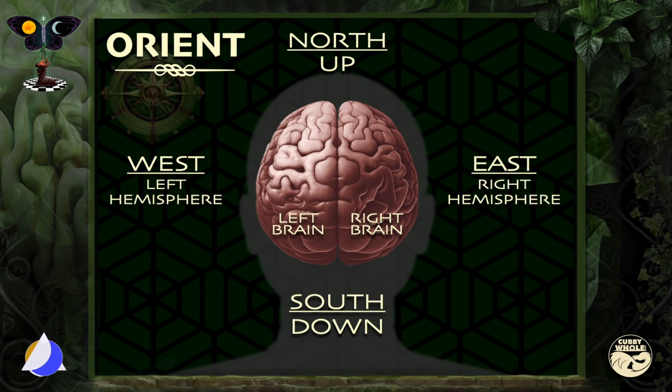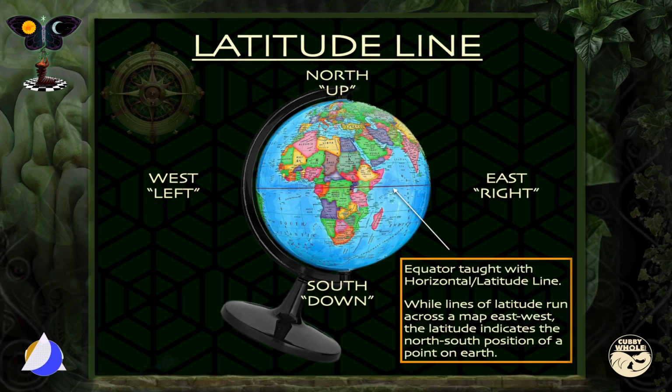Now, looking at the globe that we have been brought up to observe in this orientation, let's pay attention to the latitude line, because this is what we're taught about the equator as the horizontal. Okay, we look at the equator in a horizontal way because that's how we're looking.